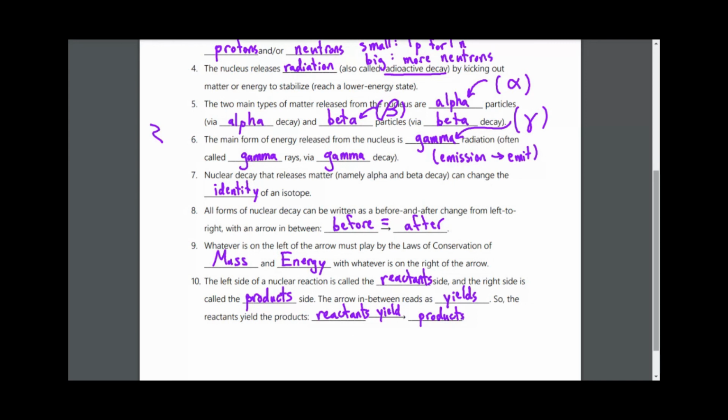So the technical name for the arrow in between the reactants and products reads as yields. So the reactants yield the products. But I'm usually not too careful about that. You can use a lot of different words. The reactants make the products, form the products, generate, turn into. You can say all kinds of things. But if you want to know the specific terminology, that's what we use. We use the word yields.